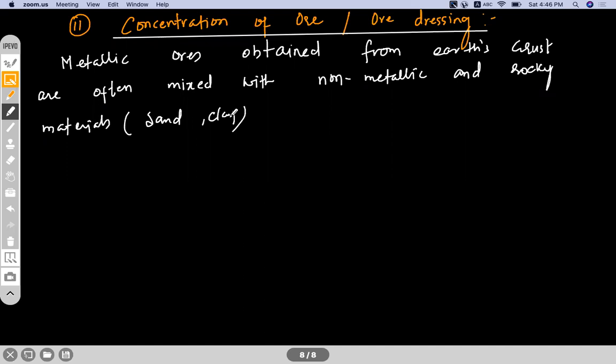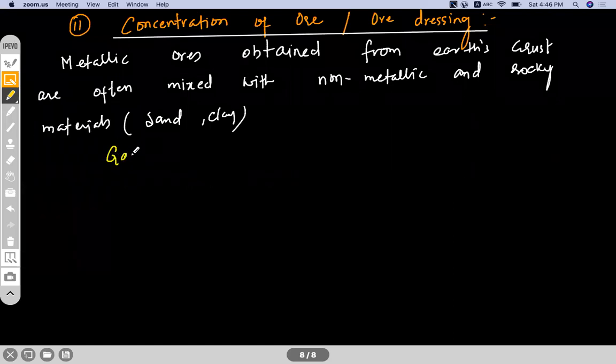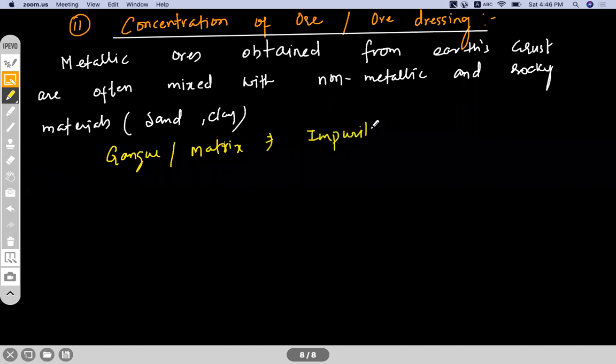But in this first one or two points, again, you write down here. We know the impurities present in the metallic ores are called gangue. We also call it matrix, okay? Gangue or matrix are the same thing. Both are impurities. I'll just write down here: gangue and matrix. So both are impurities. Gangue or matrix, both are impurities, okay?